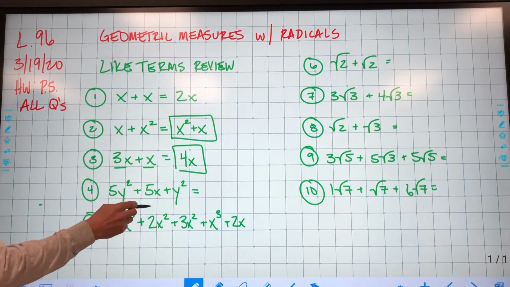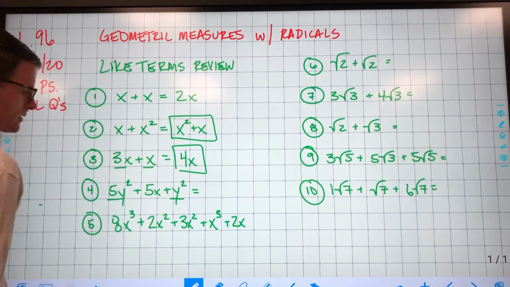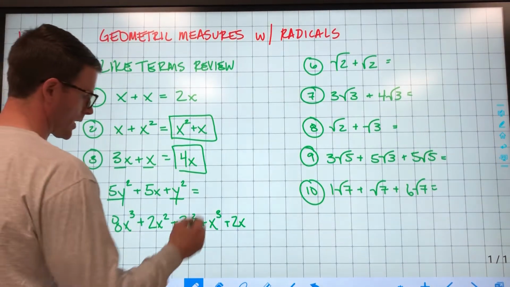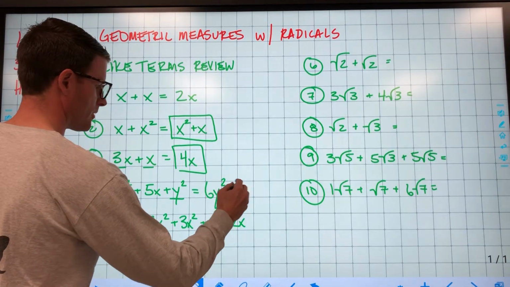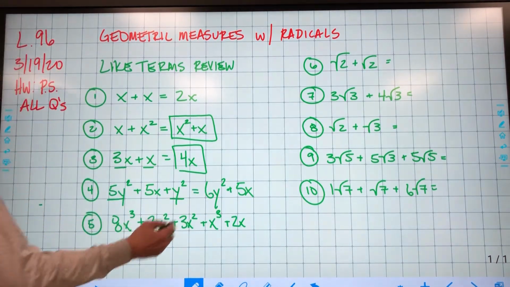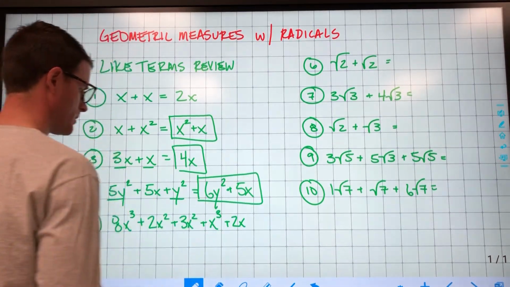5y squared plus 5x plus y squared. The only thing that's like here are the y squareds. So 5y squared plus 1y squared is 6y squared plus 5x. Again, I have to write the highest ordered term first.